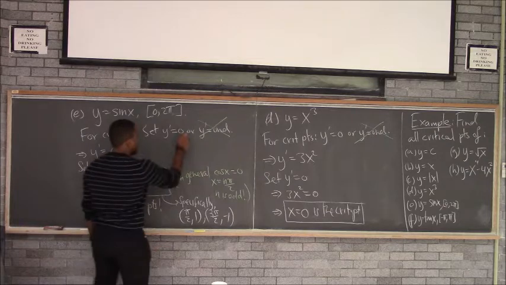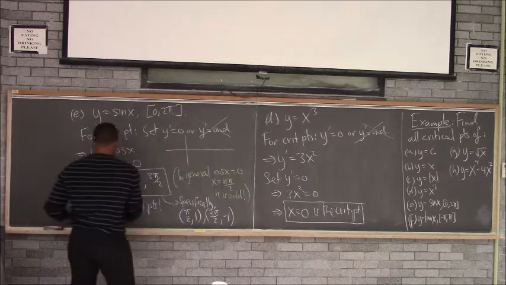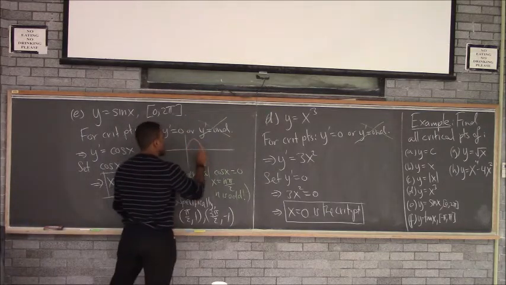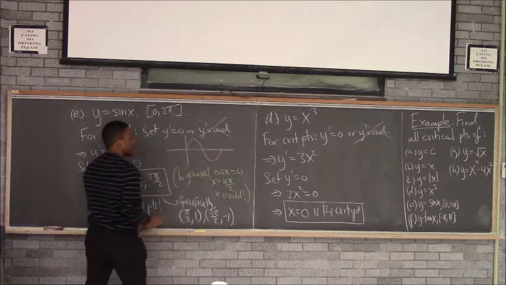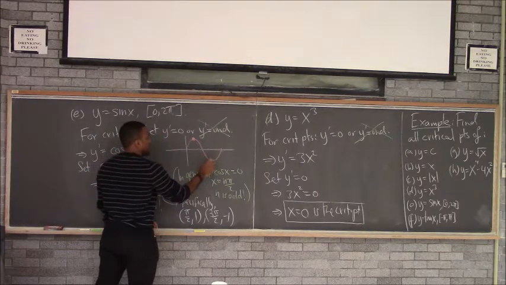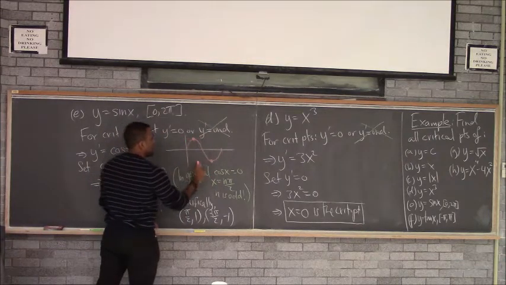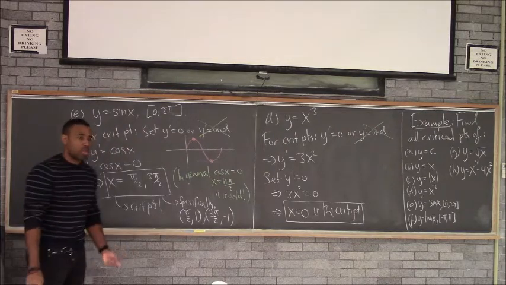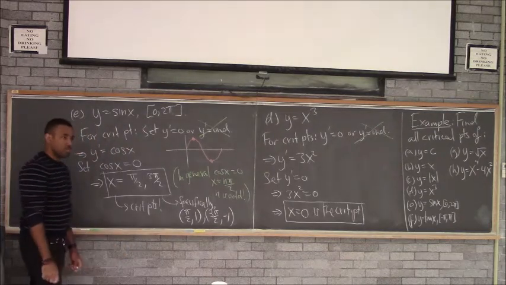Which makes a lot of sense if you remember what the sine graph looks like. That's saying here and here the derivative is 0. You'll also notice that that's where a max and min is located.